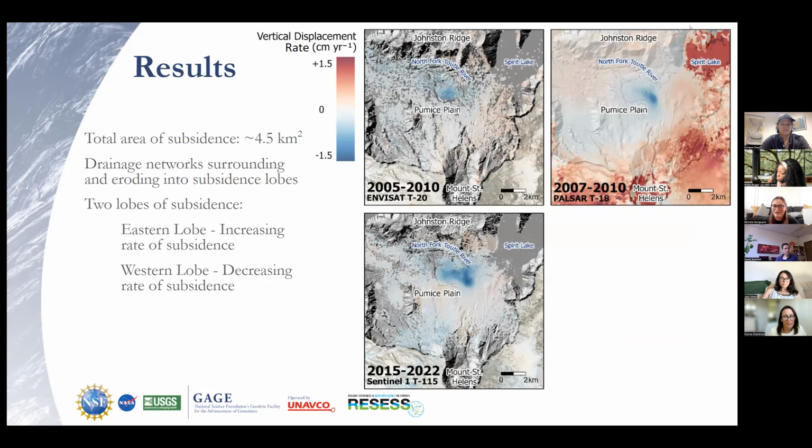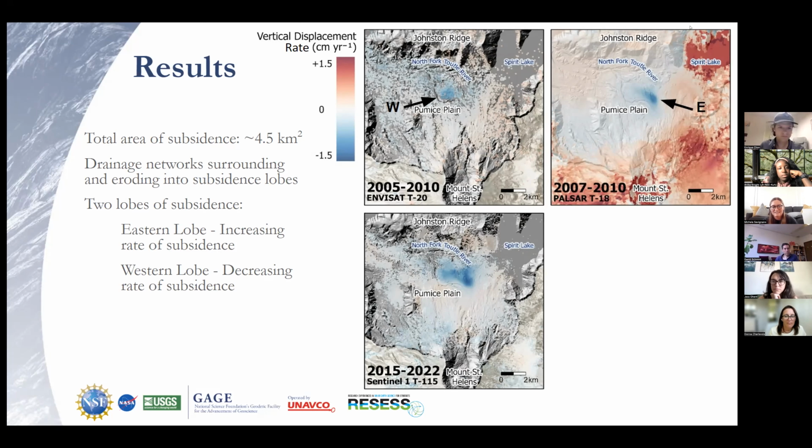These are three of the displacement maps that we created. As you can see, the blue represents subsidence, and the total area of subsidence is about 4.5 square kilometers. And you can see that it occurs in these two lobes. In the top left image, the subsidence is shifted more towards the left along that drainage channel. And in the top right image, you can see that it's more off to the right. Those are what we call the eastern and western lobes. And both are present in the more recent Sentinel image at the bottom.